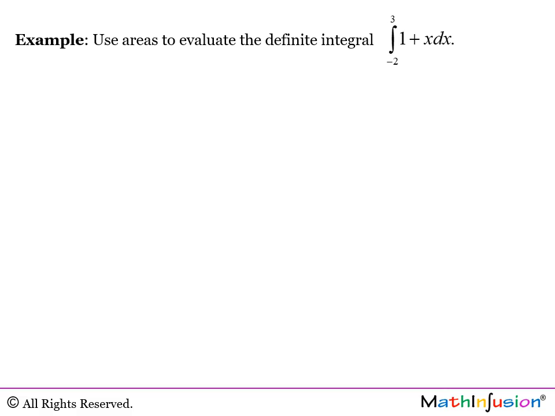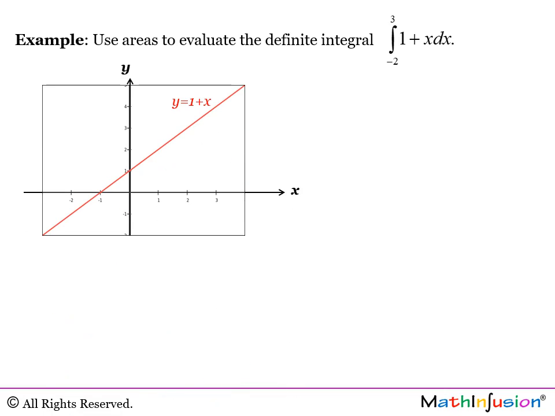Use areas to evaluate the definite integral between -2 and 3 of 1 plus x dx. This is related to area, so first of all we can sketch this. It's pretty easy to sketch y equals 1 plus x. This is just a straight line. Okay, let's see. The a is -2 and the b is 3. And this is the area above the x-axis and under the curve. And this is below the x-axis and above the curve.